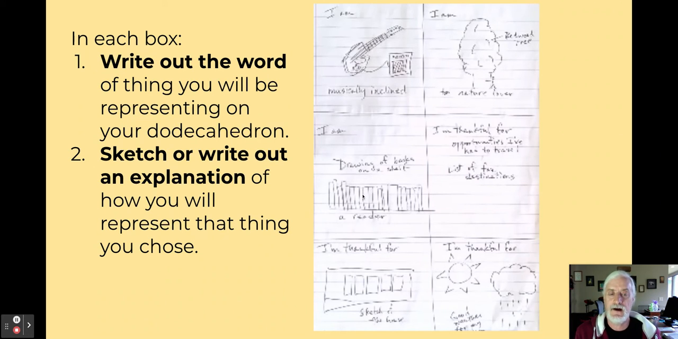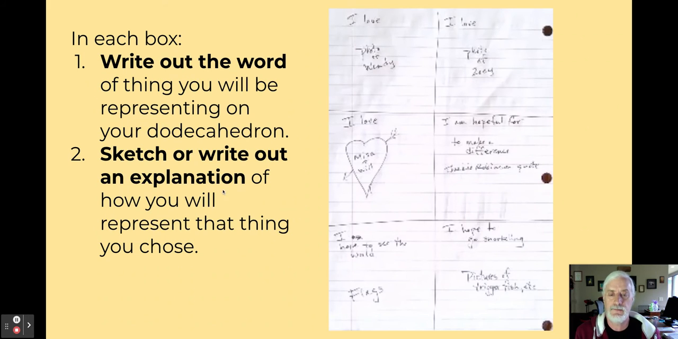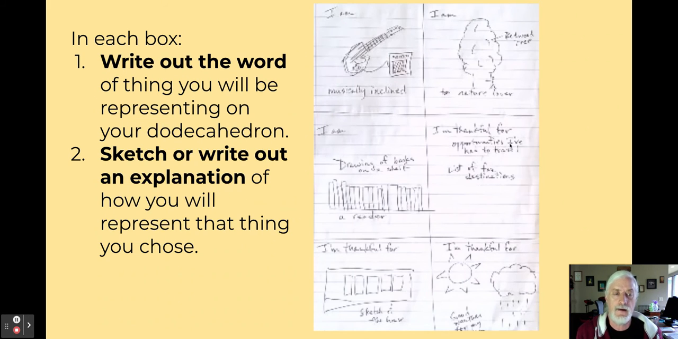And then over here, I am a reader. I enjoy reading very much. And so I'm going to draw a bookshelf. And here are the different books that are going to be on that bookshelf. Whoops, go back. I am thankful for, so these are out of order. Mine are a little bit out of order because I did this a couple of years ago. So this is a little out of order from yours.